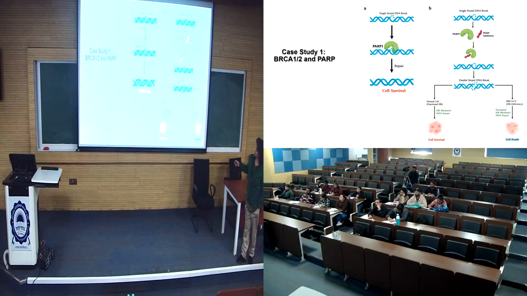So this is shown here. Single-stranded breaks are fixed by PARP, and if you add PARP inhibitors, then this single-stranded break will not be fixed. Eventually, this will lead to a double-stranded break. Normal cells will fix it because they have BRCA1, BRCA2, but cancer cells will die.